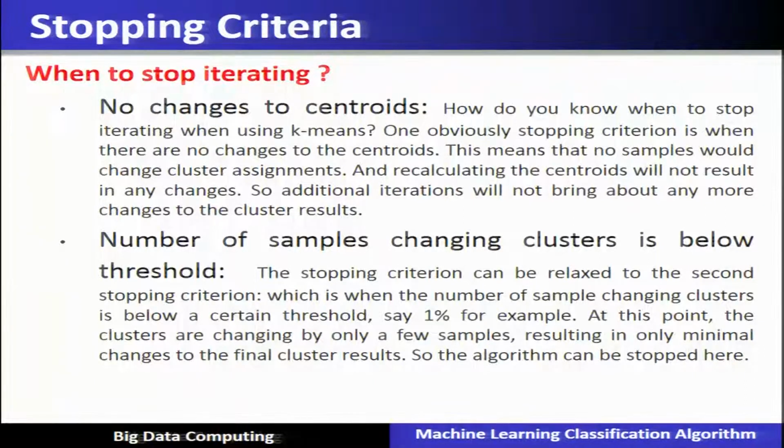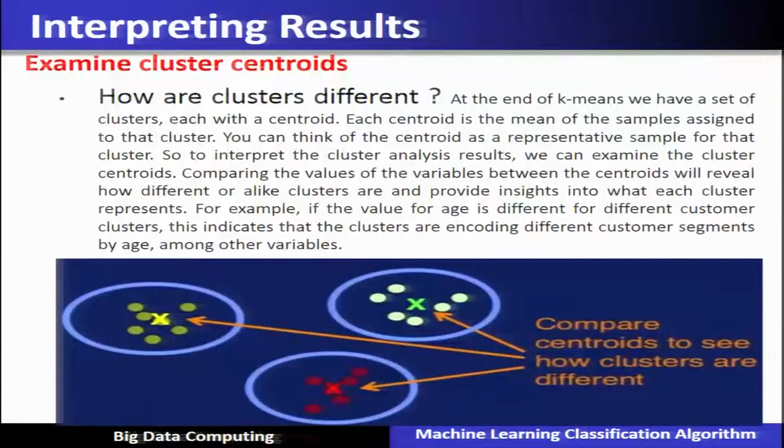Second way to stop these iterations in the k-means clustering is determined using the number of samples which are changing the clusters is below a threshold. So, the stopping criteria can be relaxed to the second stopping criteria, which is when the number of samples changing clusters is below a certain threshold, say 1%, for example. At this point, the clusters are changing by only a few samples, resulting only in minimal changes to the final cluster result. So, the algorithm can be stopped here.